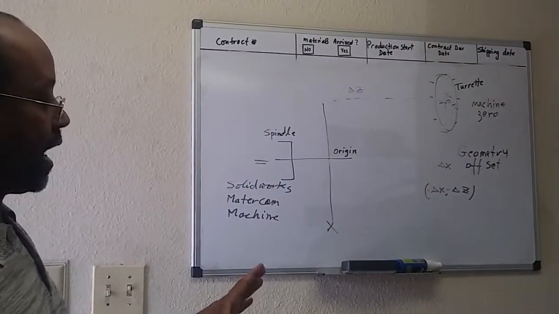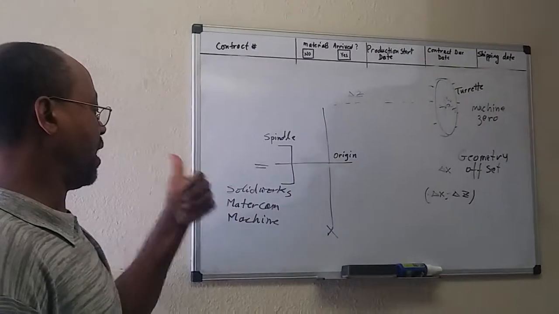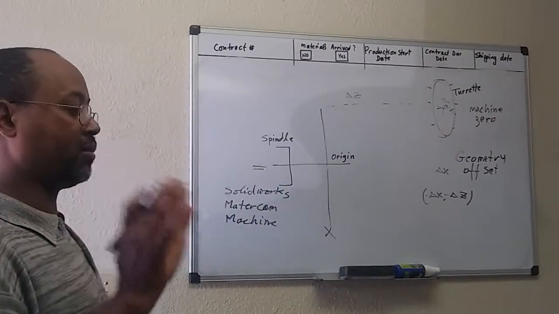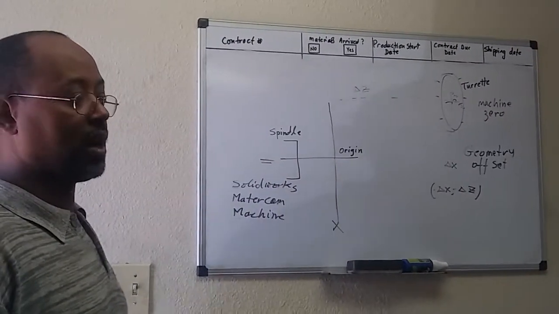So bottom line is just saying he wanted the machine, Mastercam and SolidWorks to start from the same origin. Then we have to deduce the geometry offset.